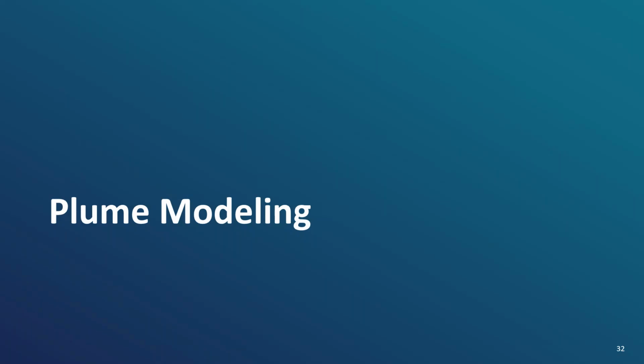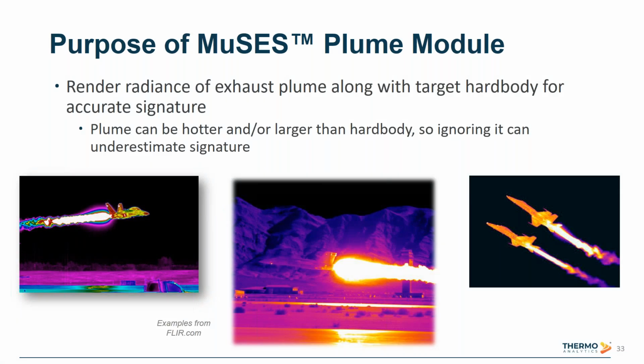So let's move into how we model plumes. MuSES can model exhaust plumes for added signature accuracy. As you can see in these pictures, oftentimes these plumes are much hotter or larger than the actual targets themselves. So ignoring any plumes will underestimate the overall signature.